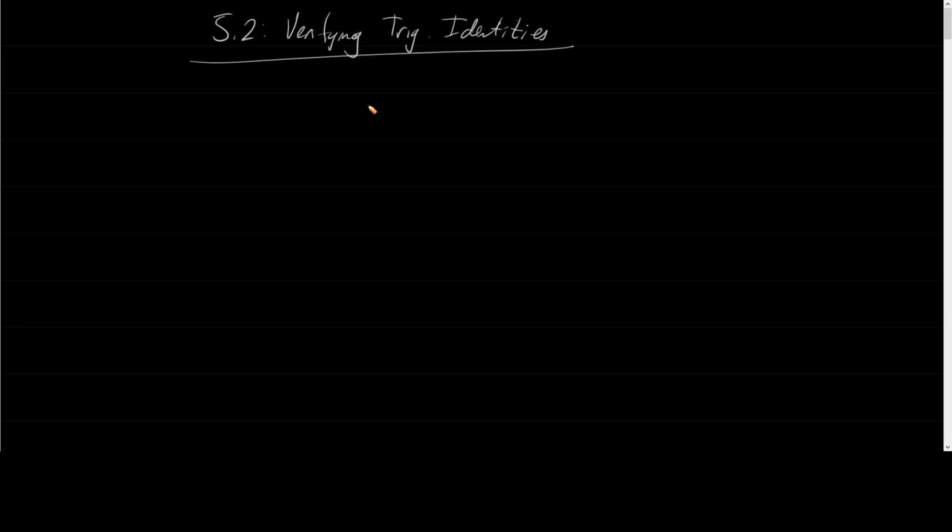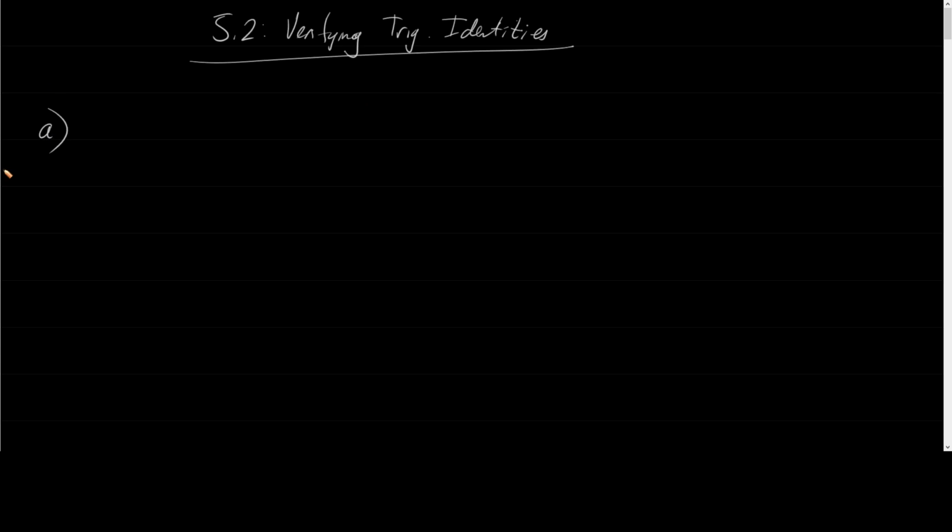This is section 5.2, which is on verifying trigonometric identities. The idea here with verifying identities is that we want to use a whole bunch of the identities that we learned in 5.1 or prior to that in order to verify that an equation is in fact true. And let's start simple.